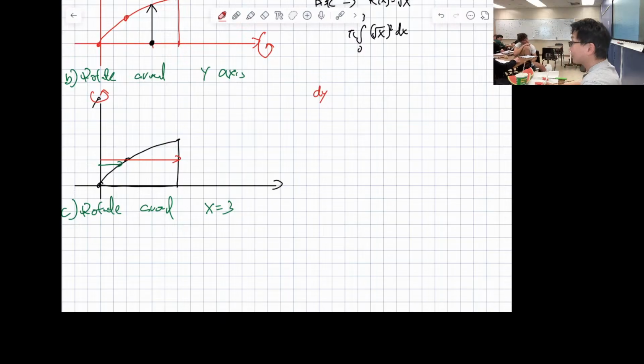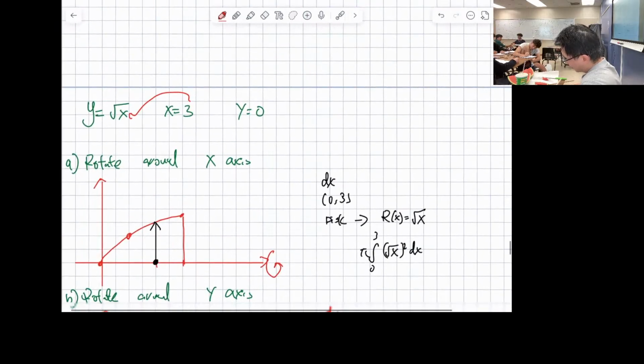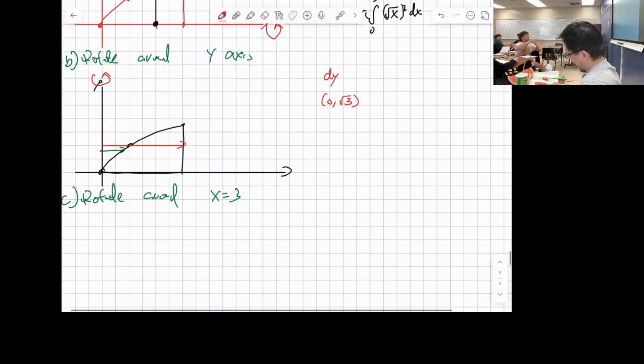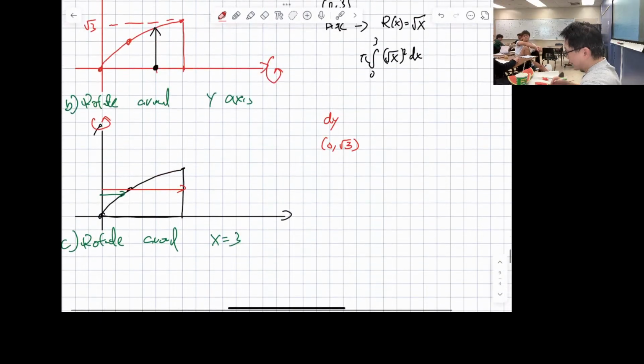What is a boundary? 0 to root 3 or 0 to 3? 0 to root 3. Why? Because you had to plug in this 3 into here, because we want to know the output of here, which is root 3. So 0 to root 3. Do you understand why? Because we stop the integral at this point, and at that point it's going to be root 3.